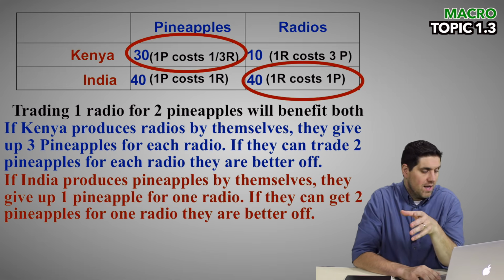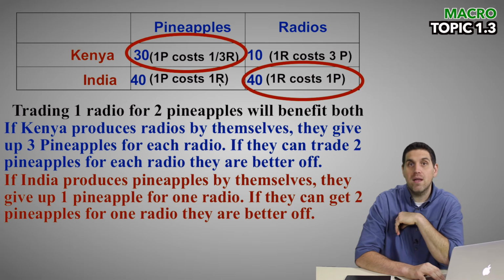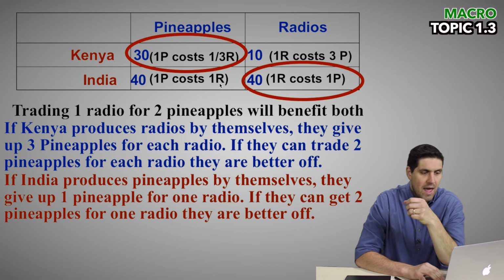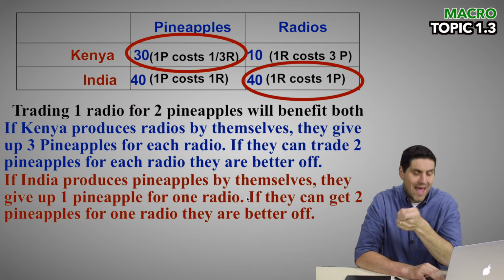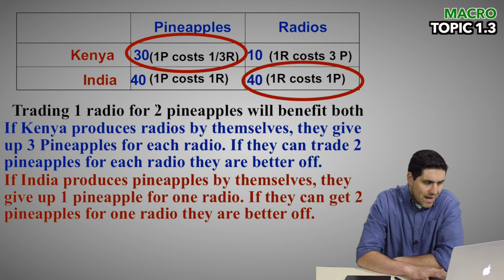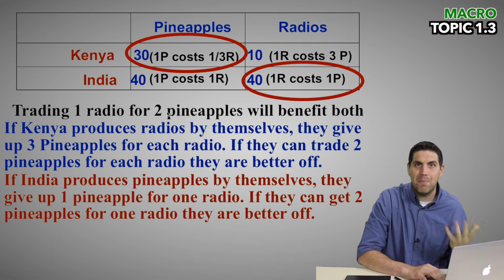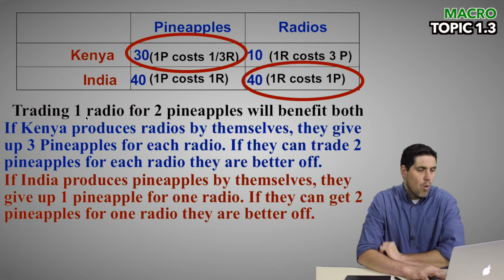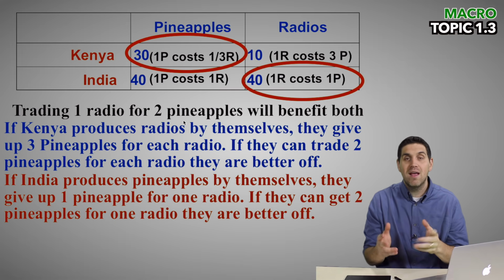But now let's look at India. They can produce pineapples on their own. If they do, it's going to cost them 1 radio. But in this case, they can give up 1 radio and get 2 pineapples. They give up 1 radio because they're specializing in radios. They can get 2 pineapples as opposed to giving up a radio and getting only 1 pineapple themselves. So in this case, 1 radio for 2 pineapples benefits both countries, and that's a terms of trade that is great for both of them.